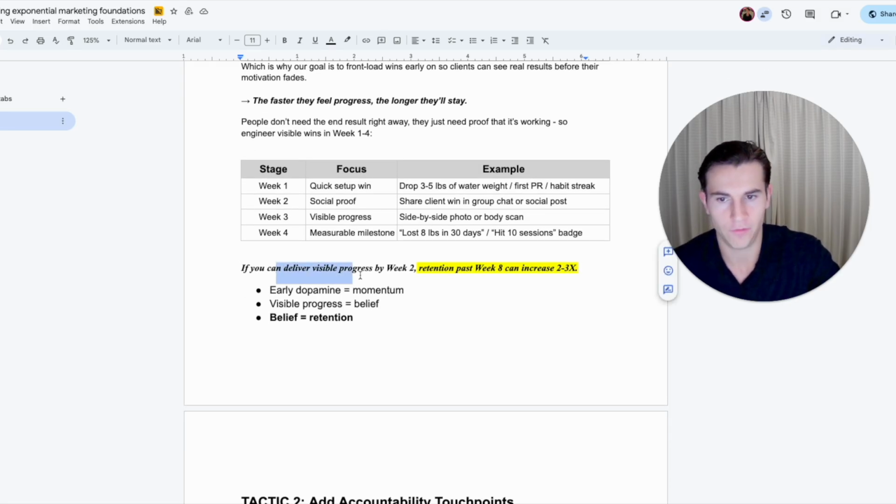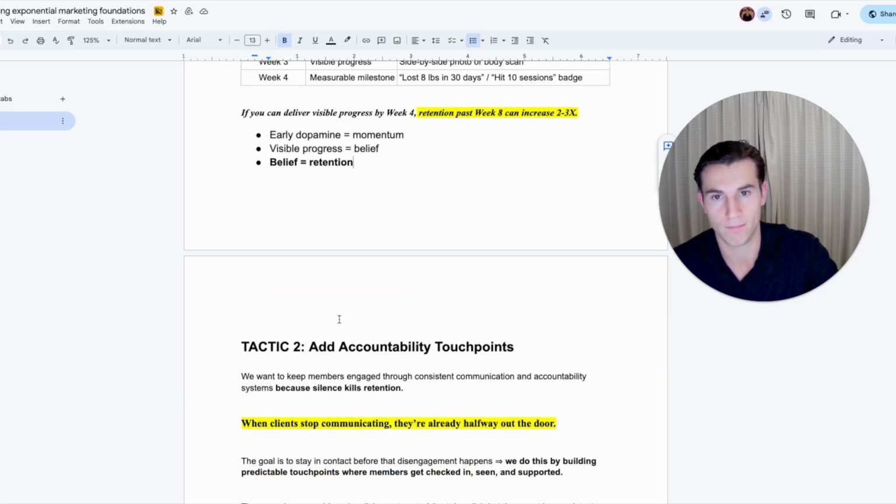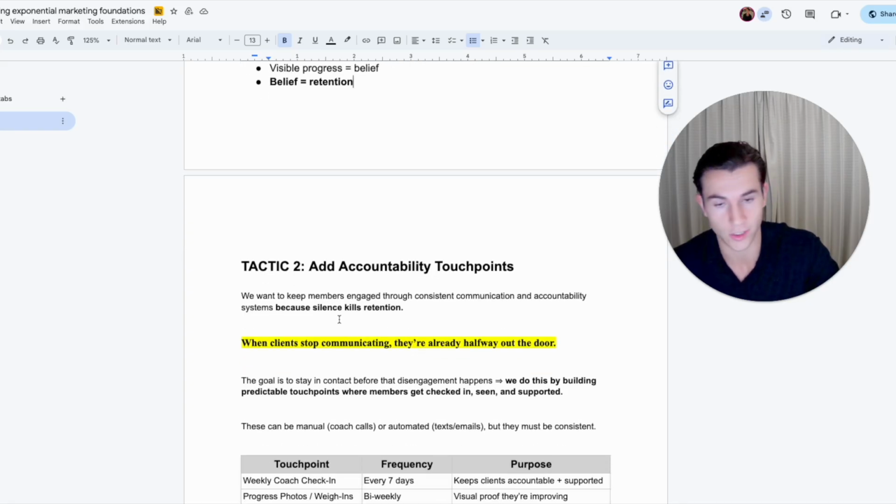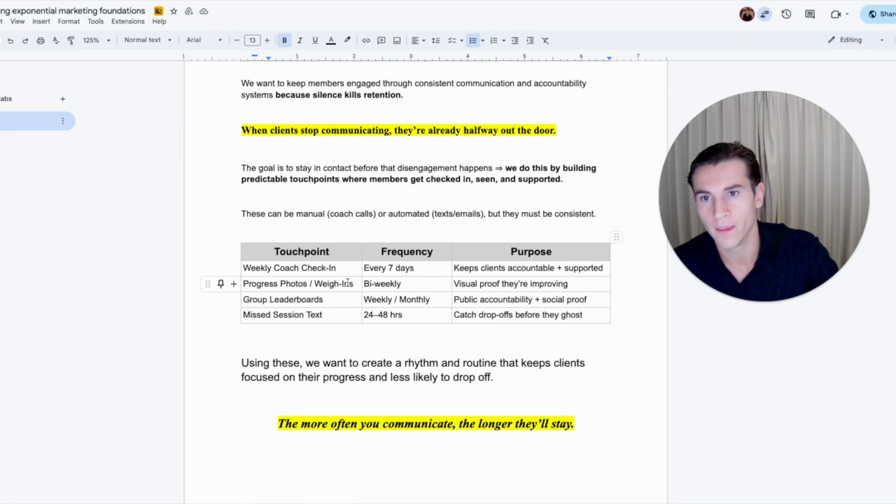So if you can deliver visible progress by week 2, retention past week 8 can increase 2 to 3x. Week 4, I meant. So early dopamine equals momentum. Visible progress equals belief. And belief equals retention. They have to be bought in at all points, not just in the beginning when they gave you their money.